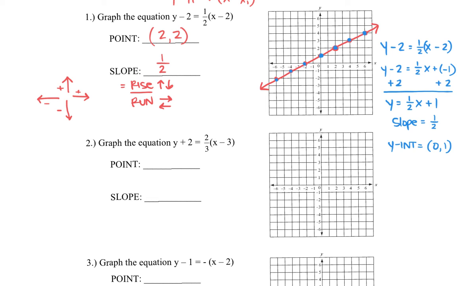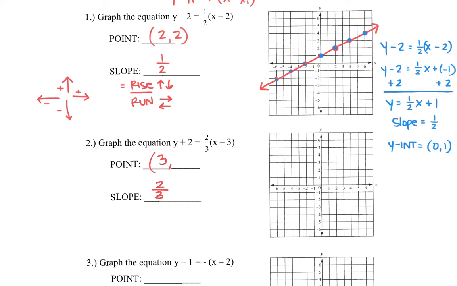Number 2. All right, again, I think the slope's the easy part to pull out. It's 2/3. Now, the point. Let's start with the x coordinate. So we have x minus the x coordinate, so that means the x coordinate has to be 3.